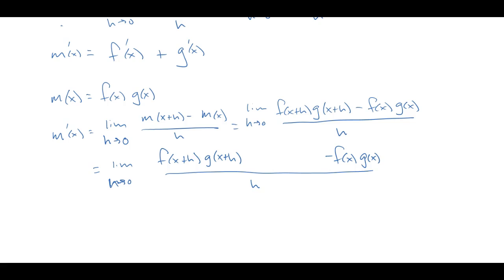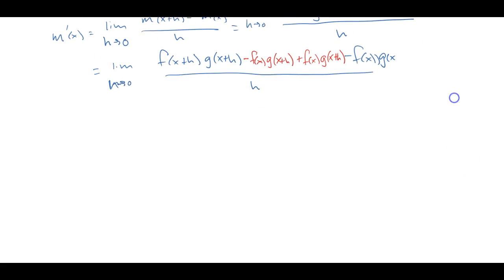In particular, I'm going to put in a minus f of x times g of x plus h. It looks like I need a little more room, so we'll slide it over just a touch, and we'll put in a positive f of x times g of x plus h. Notice when I put in those two terms, I really haven't put in anything. I've added in 0. I've got a negative term and a positive term, so I've added in nothing.